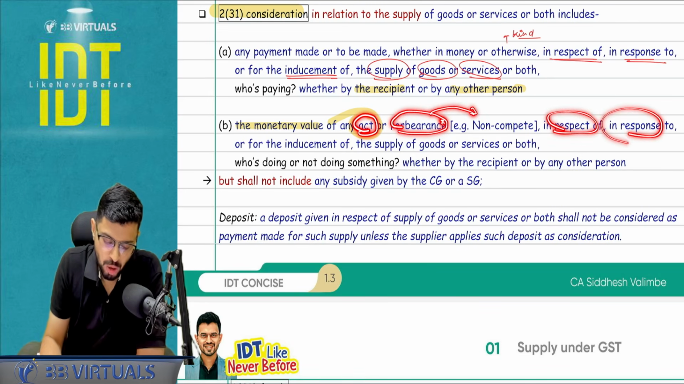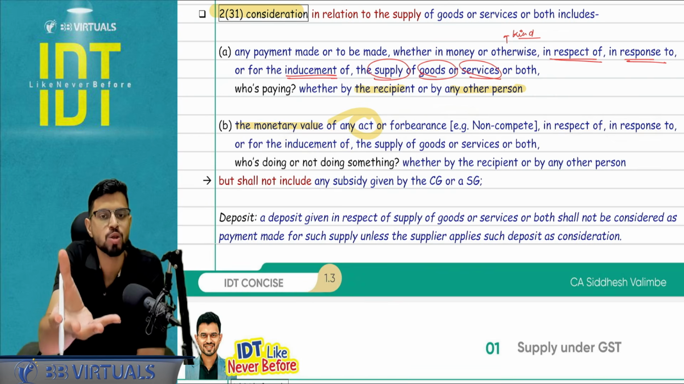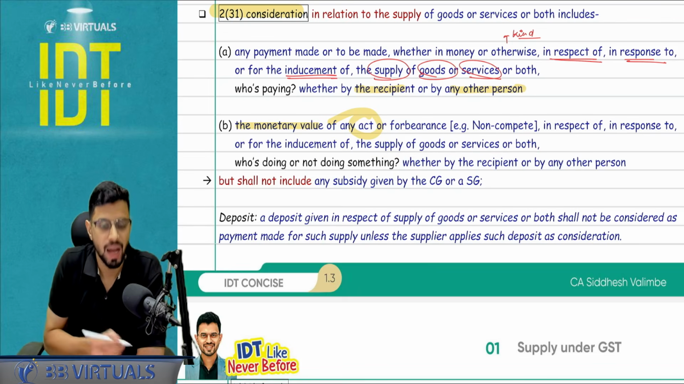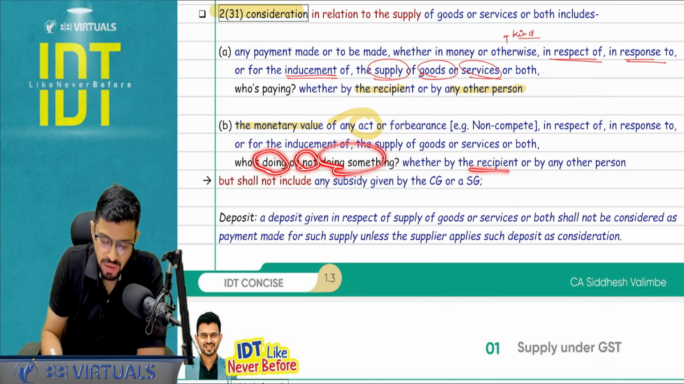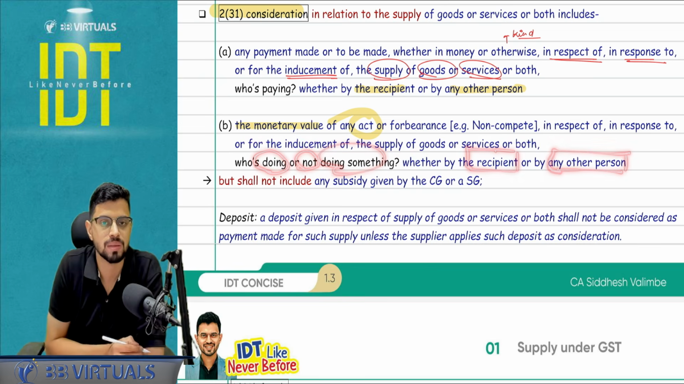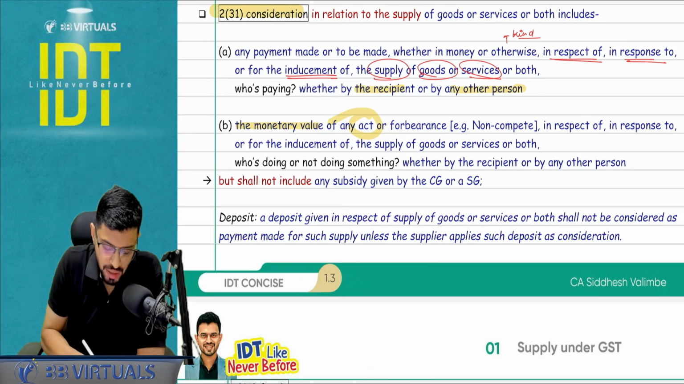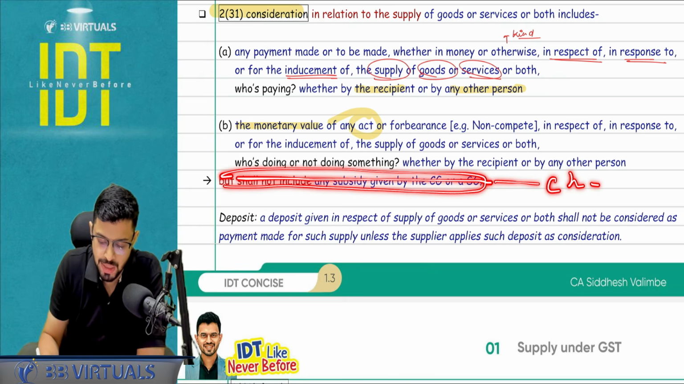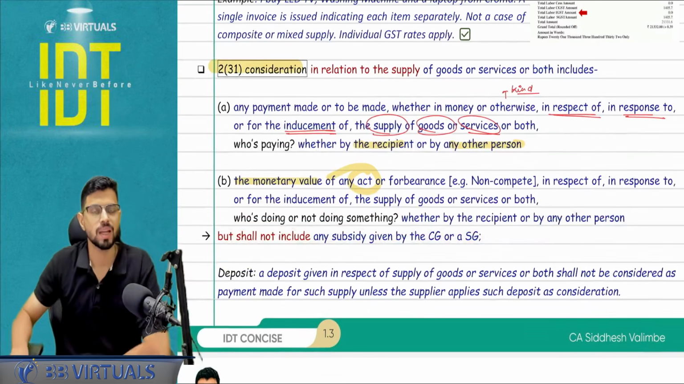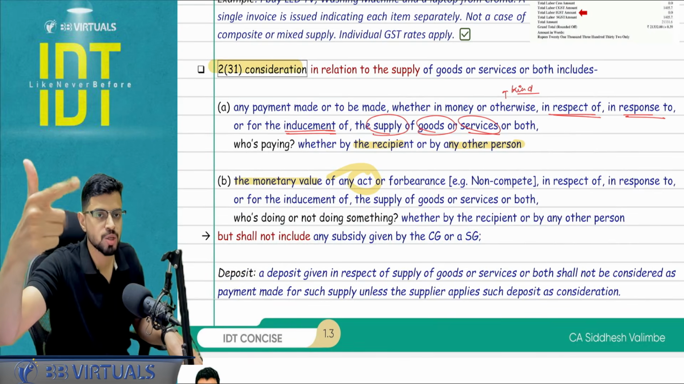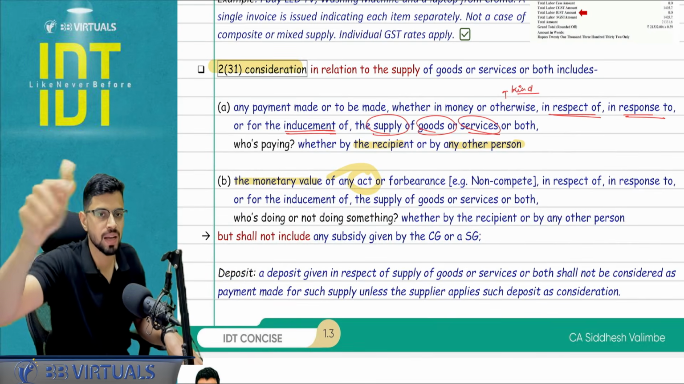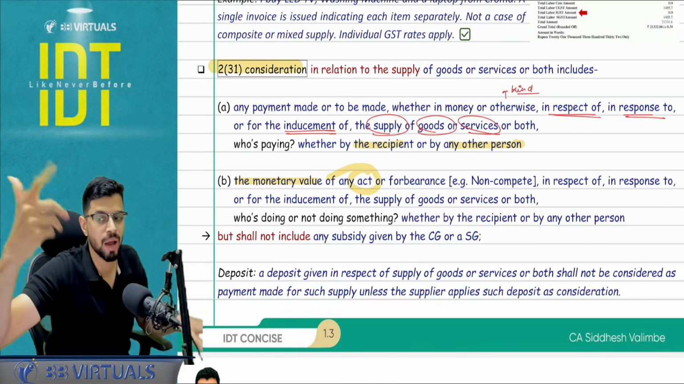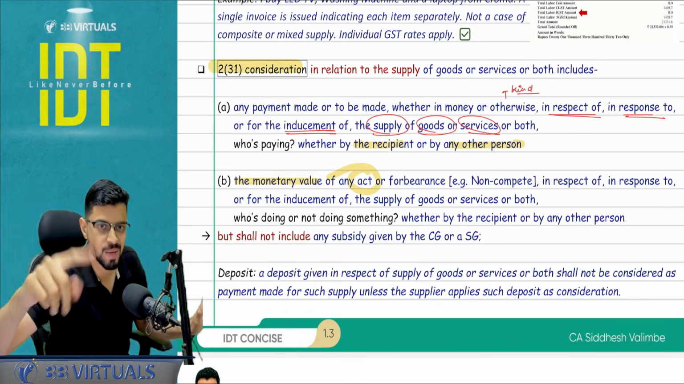Forbearance in respect of, response of, or inducement. Inducement means to invoke it, to get it done. What to get done? Supply from my side. Again, who is doing or not doing something, whether by recipient or by any other person. Sir, then it is written, does not include any subsidy. This is yet to be analyzed. We will cover this in chapter number 6. Please leave it for now. So payment in money, payment otherwise, do something, not do something. By whom? I don't care. Recipient or any other person.